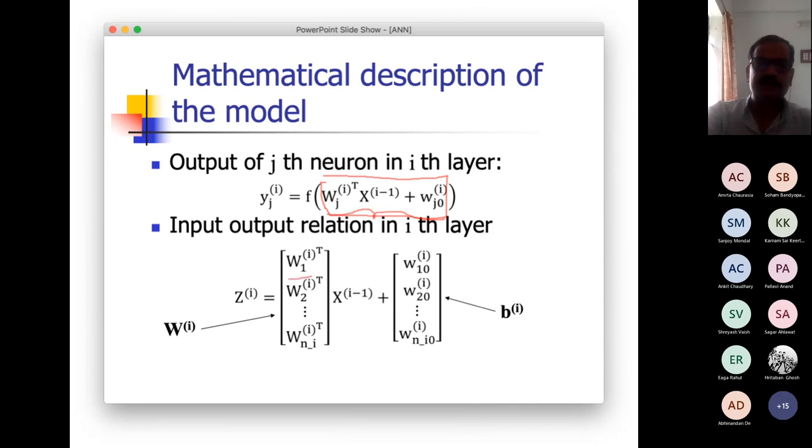What is the dimension of this weight matrix? Sir, Ni cross Ni minus 1. Yes, that's right. The dimension of the matrix is Ni cross Ni minus 1, because the dimension of each row is Ni minus 1. That is the dimension of the weight vector to an input node. Whereas at that layer, there are Ni number of neurons, so you have Ni number of outputs.